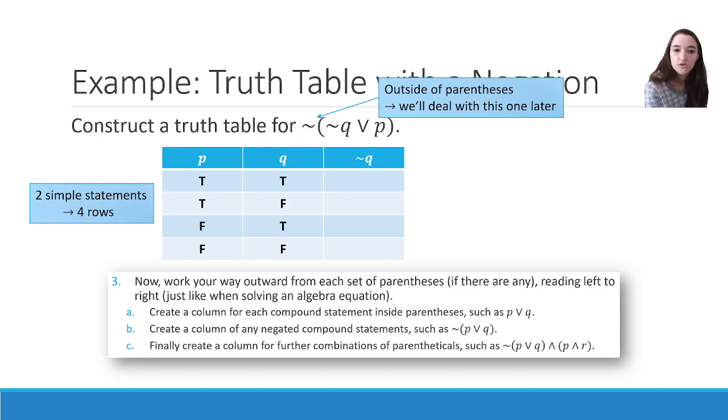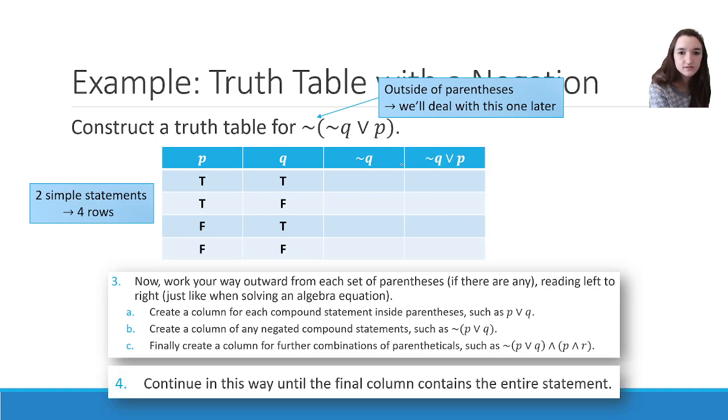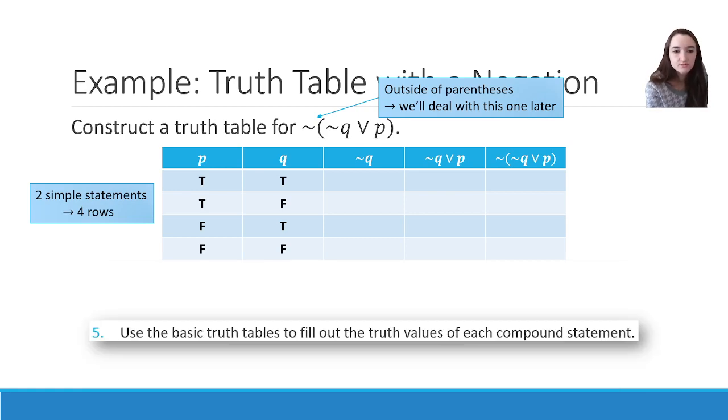Next, work your way outward from each set of parentheses, if there are any, reading left to right, etc. So we would start with the negation of Q, we have P, so we have the 2 things on either side of this or. So that or is going to come next, followed by, now we have everything that's inside the parentheses, so I can take the negation. And we're done. Now we have the final statement.